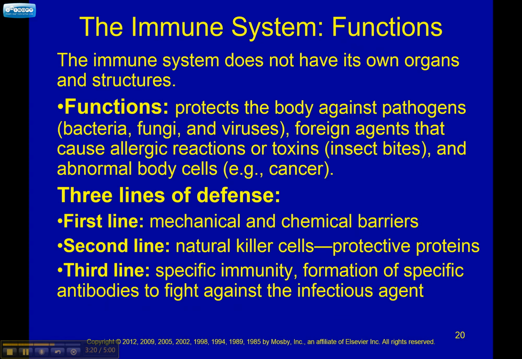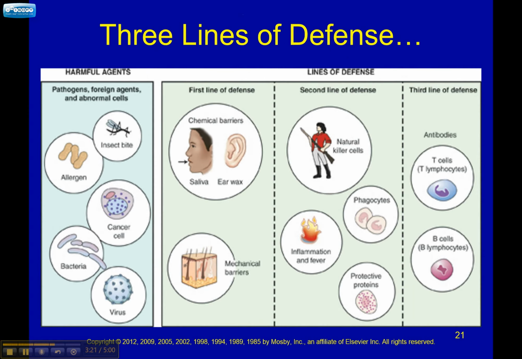A few more things here that I did want to touch on real quick. The 3 lines of defense from the immune system. Remember, things are going to bombard your body that are trying to get in that we don't want. So the first line of defense is going to be chemical barriers and mechanical barriers, such as our skin. Remember, we talked about the integumentary system. We said that it's a barrier, and as long as the skin is intact, no bacteria can enter through the skin or any other harmful agent.